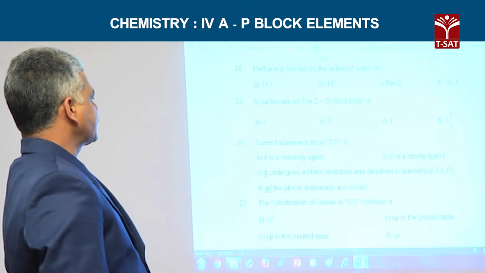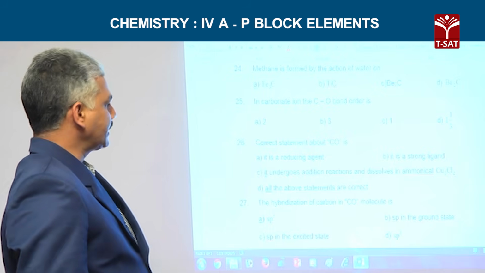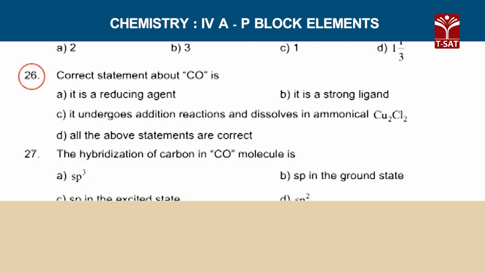26th question. Correct statement about carbon monoxide is. Given options are it is a reducing agent, it is a strong ligand, it undergoes addition reactions, and it dissolves in ammoniacal cuprous chloride. All the above statements are correct. Correct option is D. All the above statements are correct.